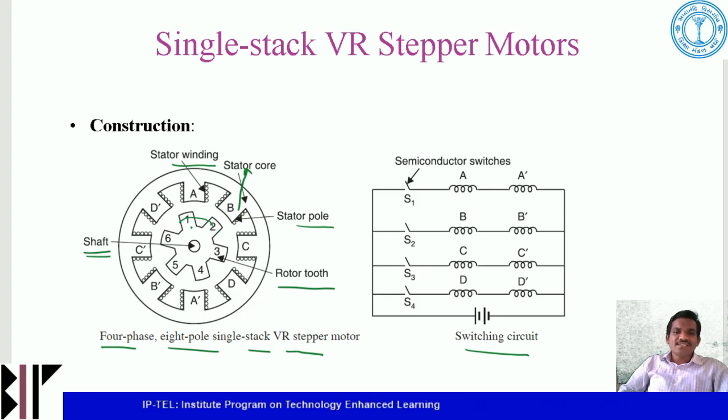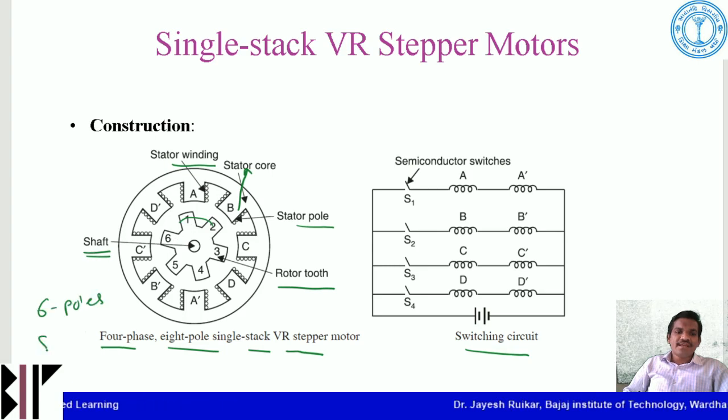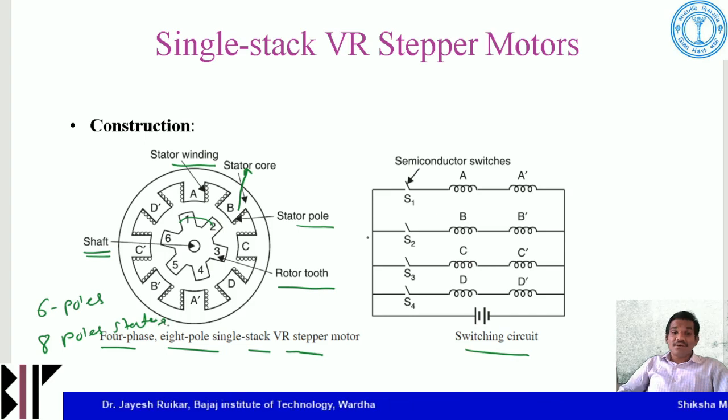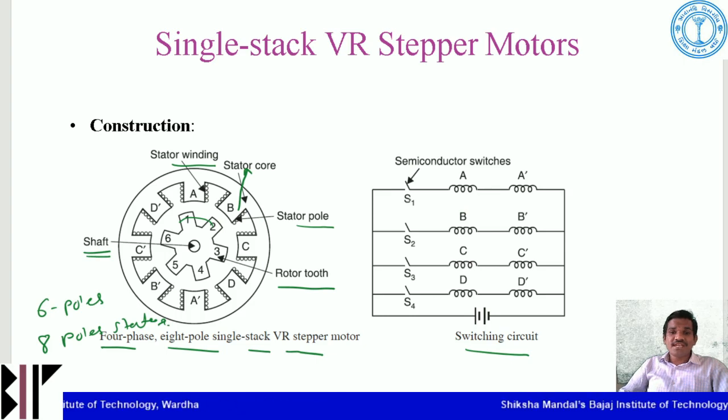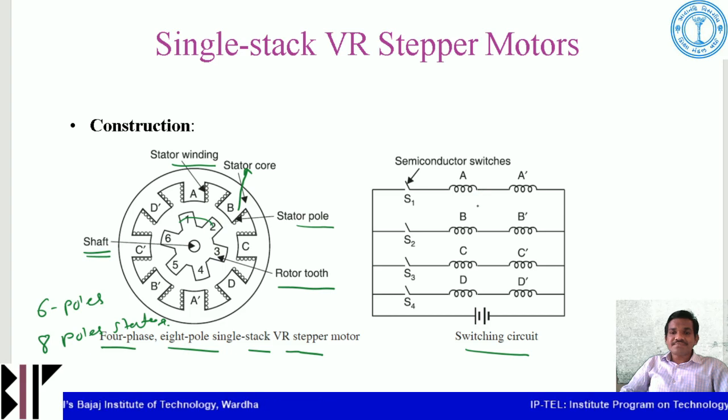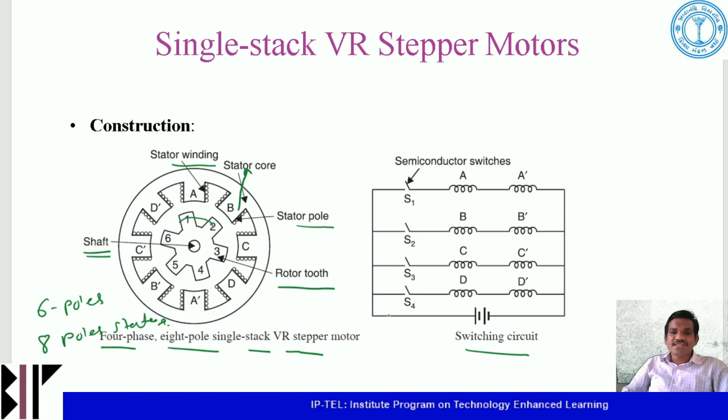This is your rotor. The rotor has 6 poles, so 6 poles for the rotor and 8 poles for the stator. In the switching circuit, the stator poles A and A dash are connected in series. Then we have the switches S1, S2, S3, S4.